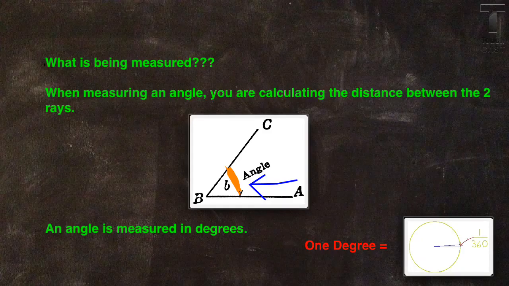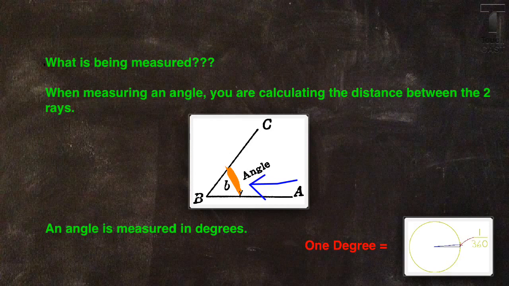So when we measure an angle, what are we actually measuring? Whenever we measure it, we're calculating the distance between the two rays. You can see where I colored it in orange. That's the distance, that's what we're trying to figure out. That's the angle we're measuring.